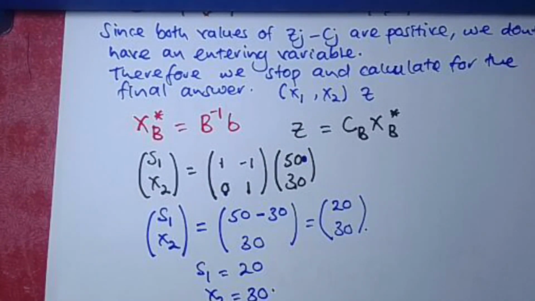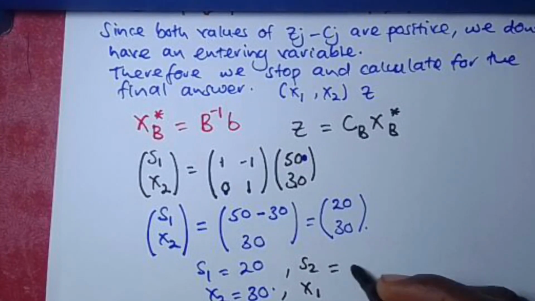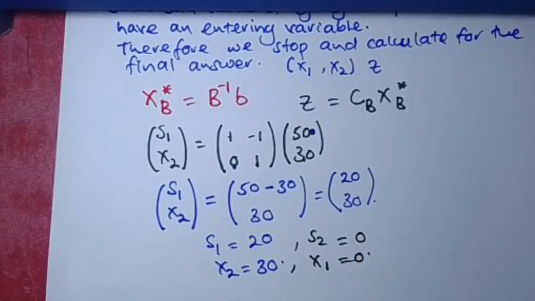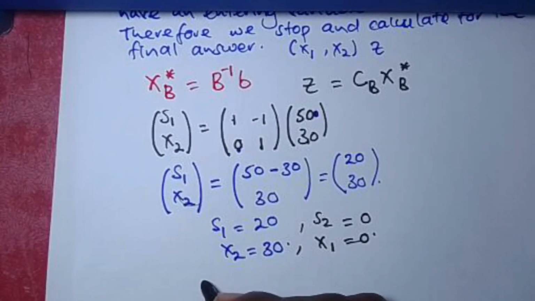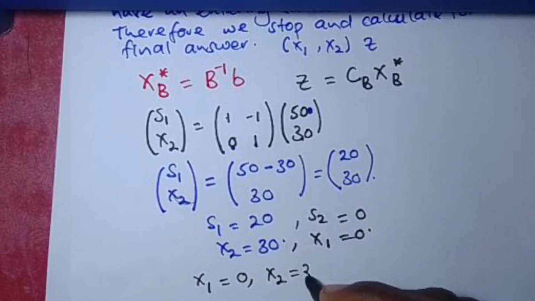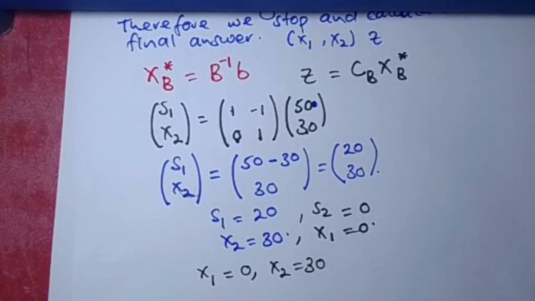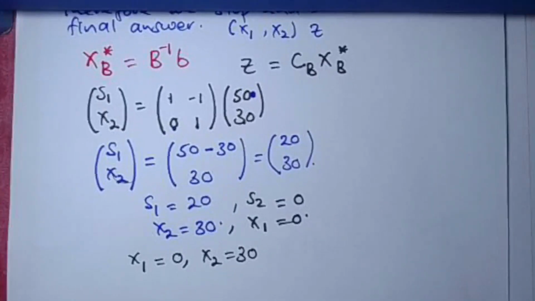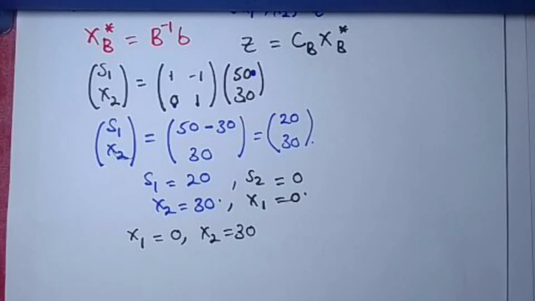Now from this clearly, since we don't have X1, any values that are missing here, for example S2 and X1, are all going to be equal to 0 because they are missing in this expression. But the values we're interested in are X1 and X2. So we shall simply say X1 is equal to 0 and X2 is equal to 30. So that is it. We have got the values of X and Y. So since we have the values of X1 and X2, we are ready to go.